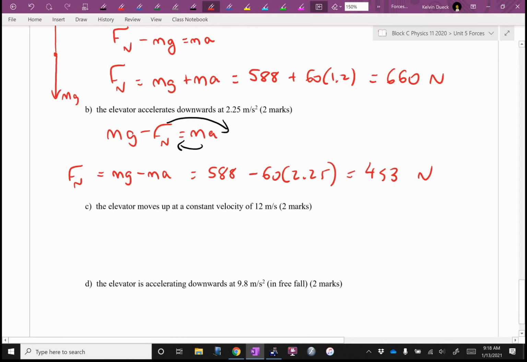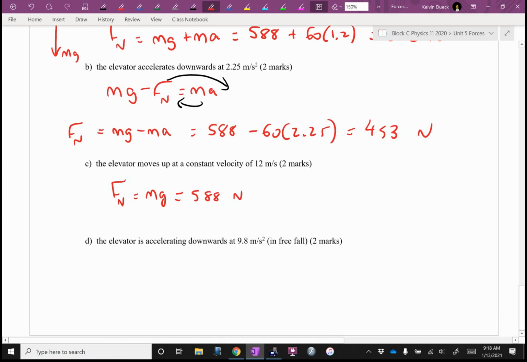Elevator moves up at a constant velocity. At a what? You know what? Normal force equals mg. Doesn't equal 0. They don't feel weightless at a constant velocity. It's just going to be 588 newtons, 2 marks. When would they feel 0? When would they feel weightless? If they're in free fall, like in D. If we're accelerating down at 9.8, you'd have a normal force of 0 newtons. 0. Okay.